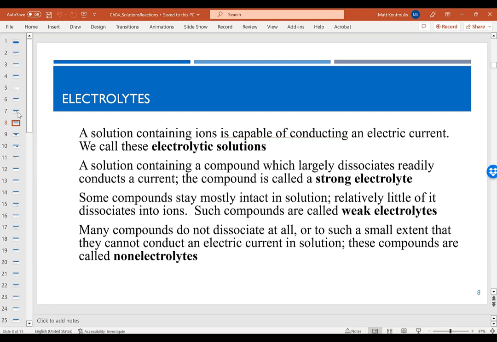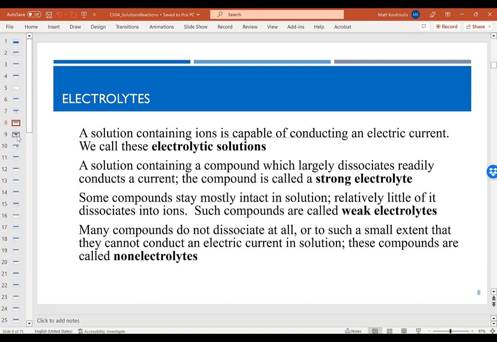Now, let's say you put a compound into water and it hardly breaks up at all. It makes a few ions. Then that would be called a weak electrolyte. For our purposes, weak electrolytes are going to be things that we call weak acids and weak bases a little bit later. And some insoluble ionic compounds. We won't worry too much about those. And then there's many things that can dissolve in water, but don't conduct electricity at all. And those are non-electrolytes. These are the hardest for students to understand.